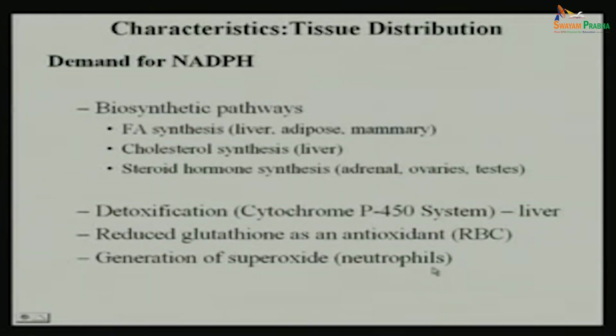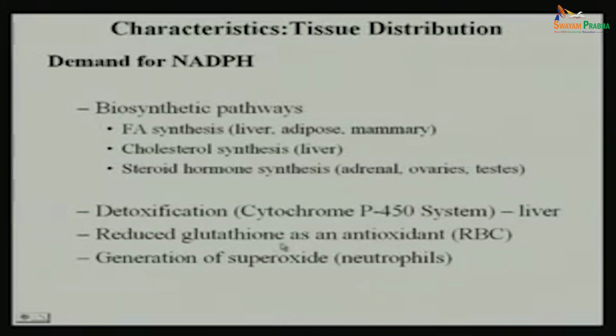Now, as I have told you, when oxidation reactions are going on in a cell, simultaneously free radical generation is taking place, and there the reduced glutathione is acting as an antioxidant. Then this NADPH has a high demand for the generation of superoxide in neutrophils in the cell. It also helps in detoxification.